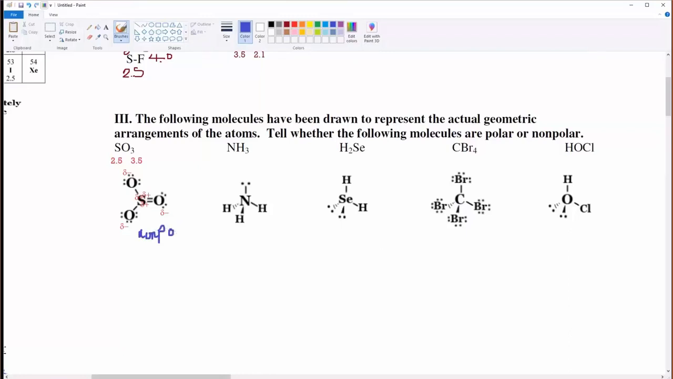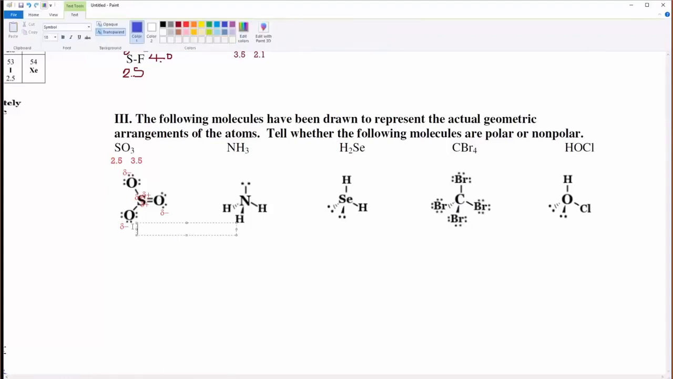Oh geez, I have to become accustomed to using my text tool here.